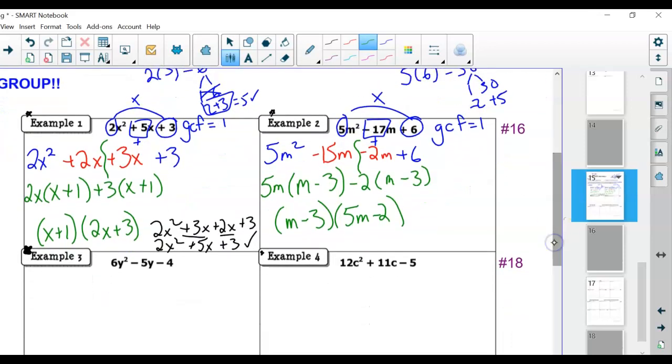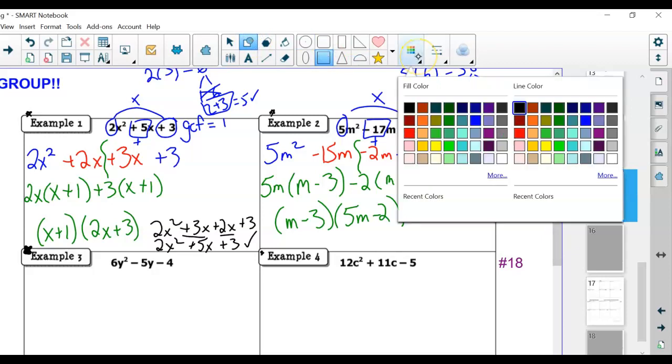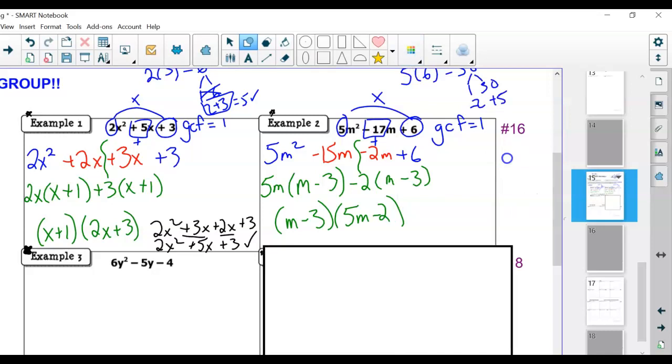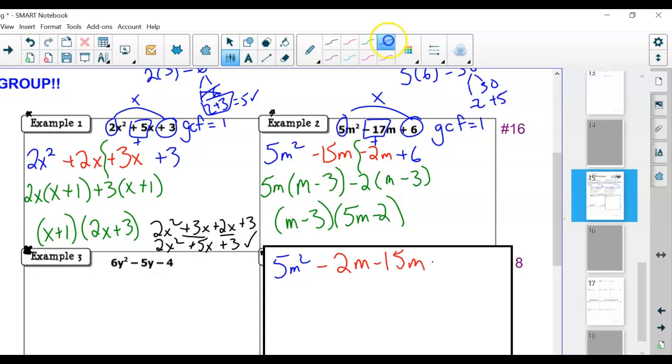Just to show you that the other way would also work, we're going to go back to that first line, 5m squared minus 15, I'm sorry, I wanted to switch them. Minus 2m minus 15m plus 6. So in this case, it is switched, and I'm going to show you it still works, even though they're switched.